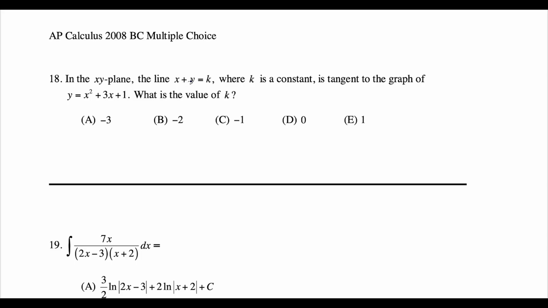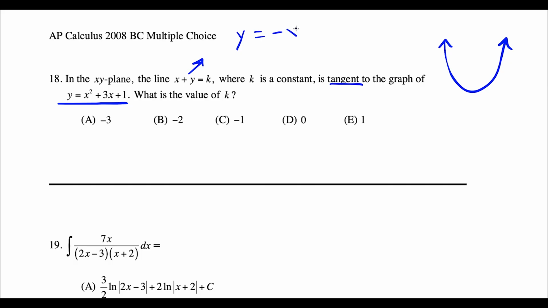We have the line x plus y equals k. K is constant, and this line is tangent to the graph of this quadratic, and we want to know what the value of k is. So just think of a quadratic like this, a positive x squared looks like this. And one thing to note, if this is the tangent line, that means it's going to touch this curve at exactly one location.